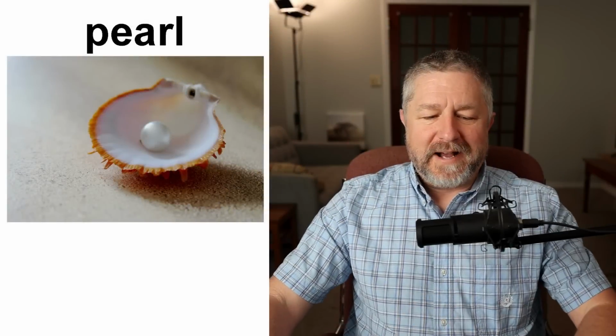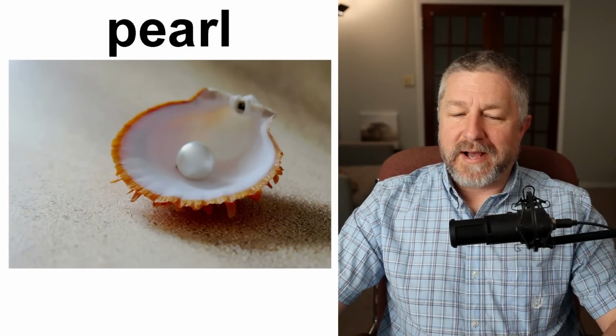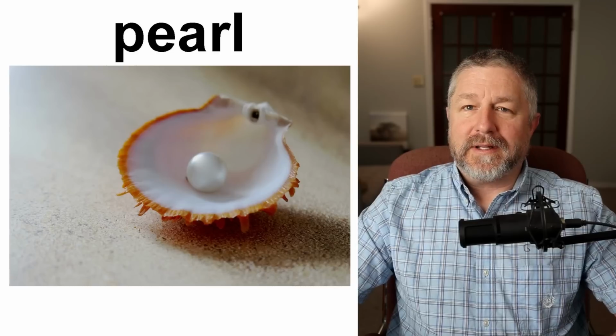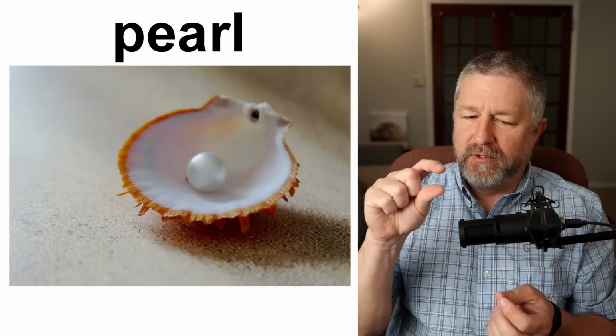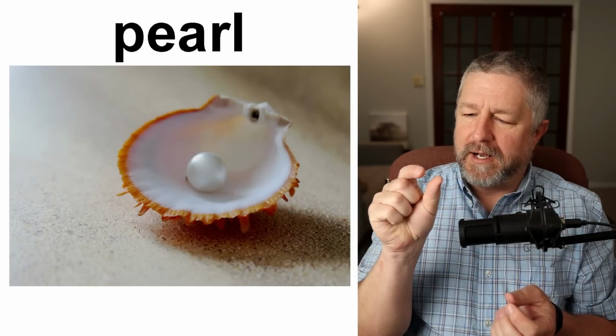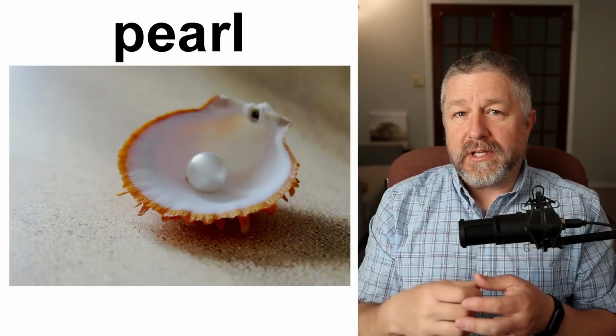So the first one I have is a pearl. Now, if you are lucky and you have an oyster and you open it, there is a chance there might be a pearl inside. A pearl is a beautiful, hard, white sphere that is often used in jewelry.